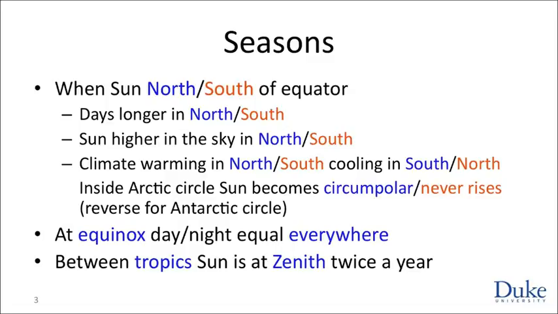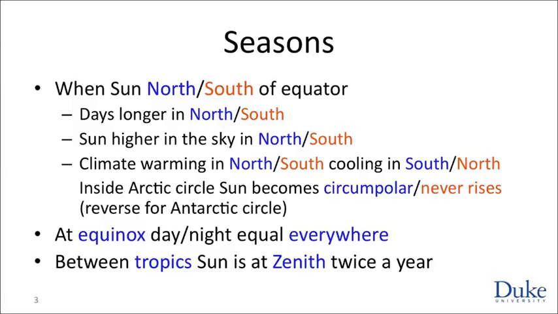Between March 21st and September 21st, the sun is north of the celestial equator, increasingly so until June, and then decreasingly so from June through September. And then from September through March, the sun is south of the equator, increasingly so until December, and then decreasing from December through March. When the sun is north of the equator, days are longer in the northern hemisphere, and the sun is higher in the sky in the northern hemisphere because its declination is closer to the declination of your zenith if you're in the northern hemisphere.